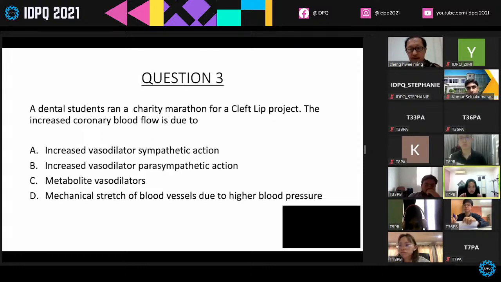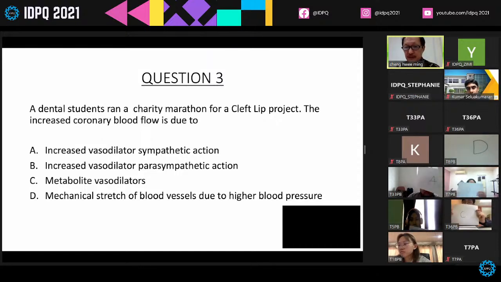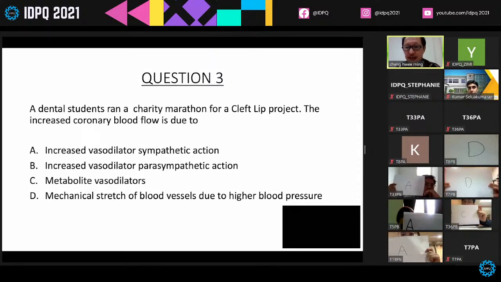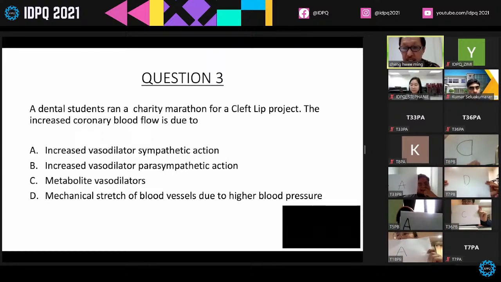Okay, answer please, immediately. So in the coronary circulation, the major way in which the cardiac work is matched with its flow is actually through metabolite vasodilators. So the answer we want is C. Team 8 is wrong, team 33 is wrong, team 7 is wrong, team 5 is incorrect, team 36, your answer is correct, and team 18, A is wrong.